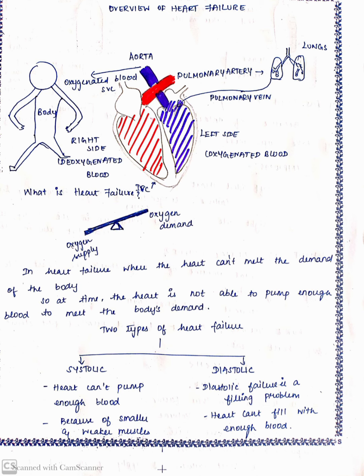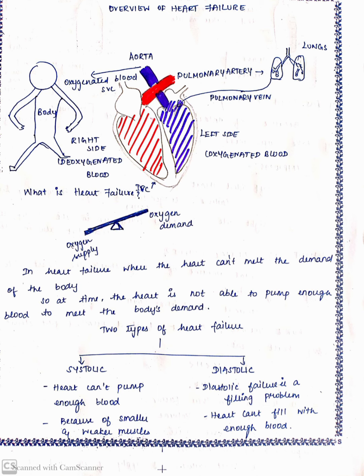So in heart failure, the heart cannot meet the demand of the body. The heart is not able to pump enough blood to meet the body's demand. There are two types of heart failure. One is systolic heart failure and the other is diastolic heart failure. What happens in systole? There will be a contraction of the heart, a pumping of the blood from the heart. That is systole. In systolic heart failure, the heart can't pump enough blood to the body. This means that the muscles are weakened.